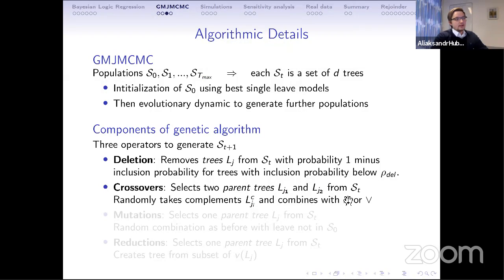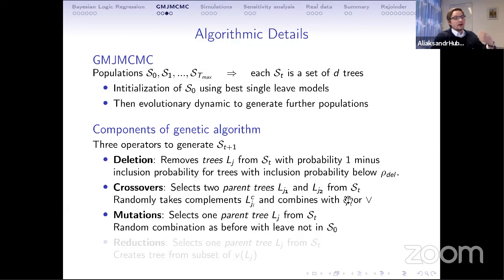The first operator is the crossover, which selects 2 parents from the current population, then randomly takes complements of those, and combines the resultant trees with either logical AND or OR. Then we have a mutation operator, which selects 1 parent from the current population and another parent from the set of leaves which did not make it into S_0, and then combines them with either AND or OR operators.